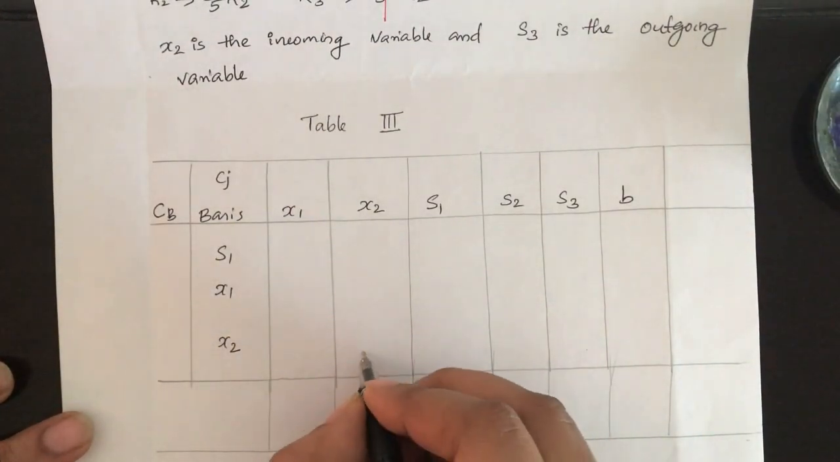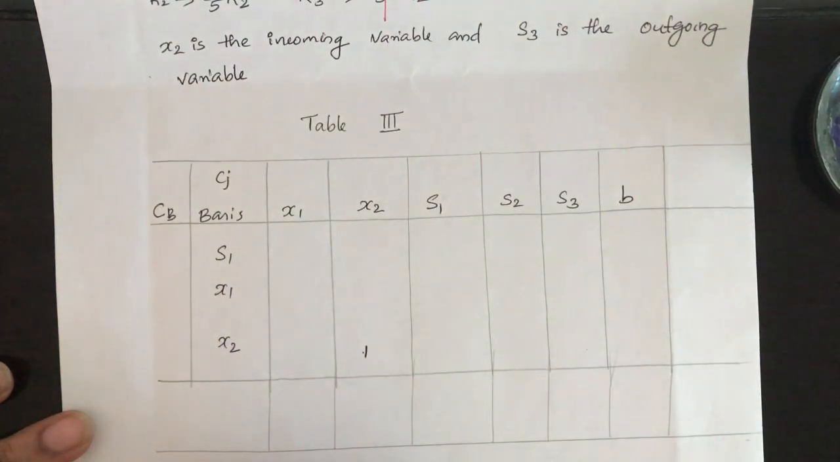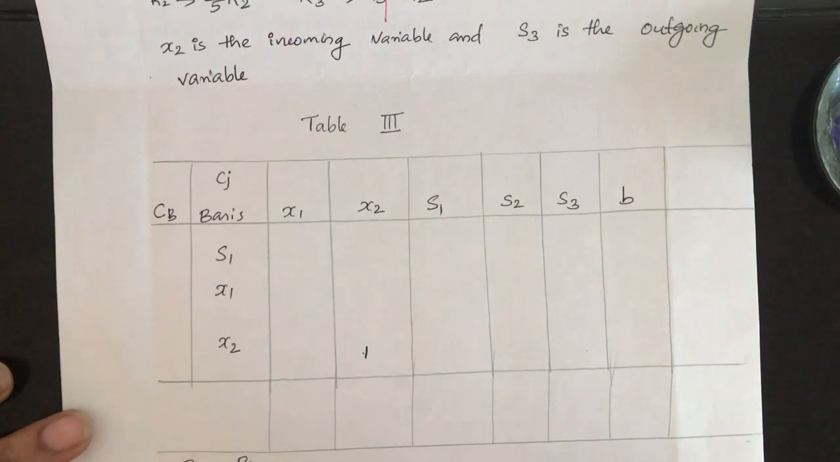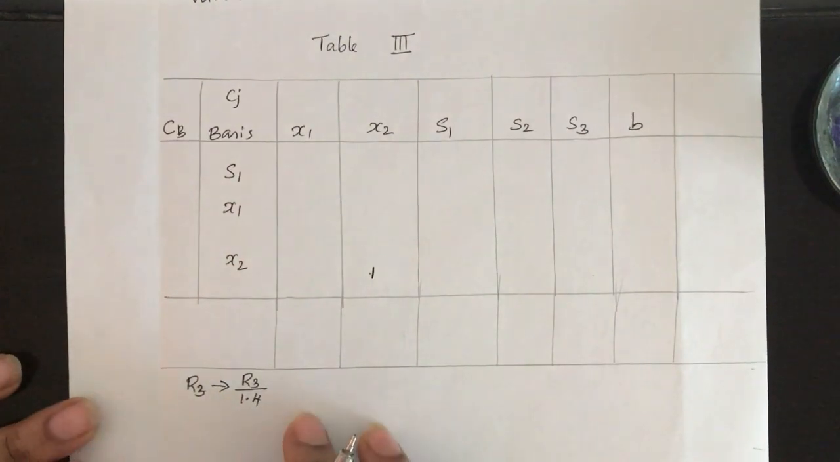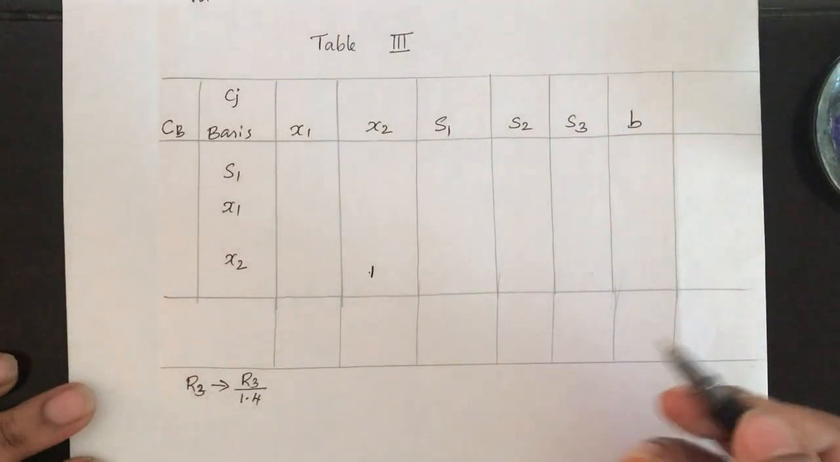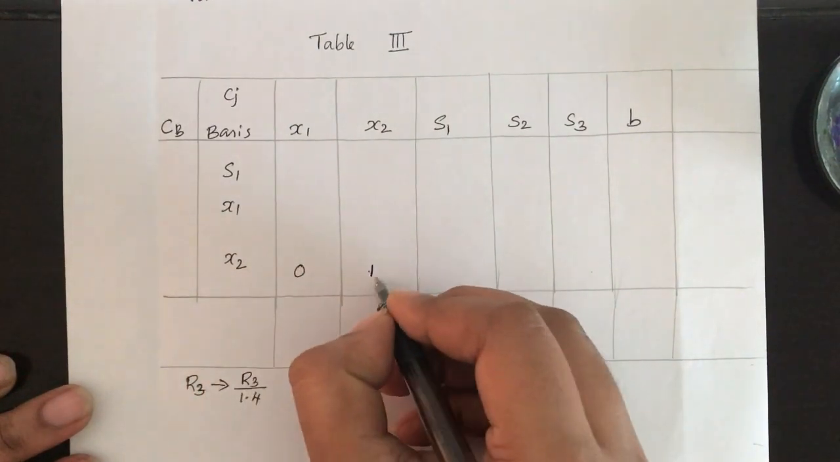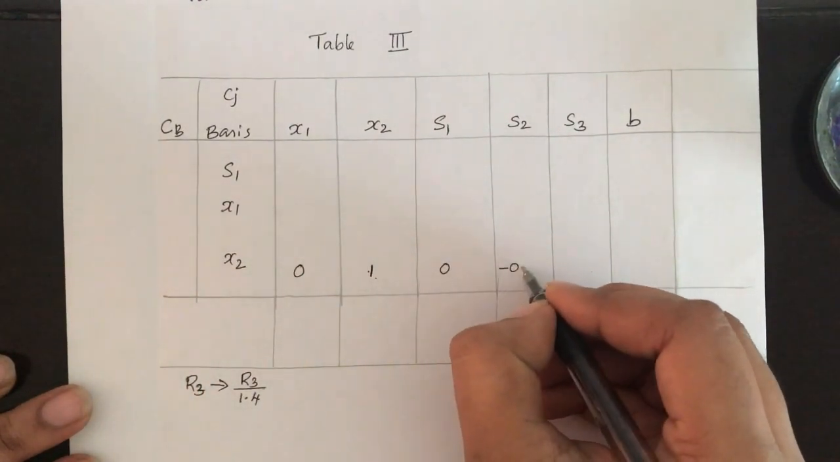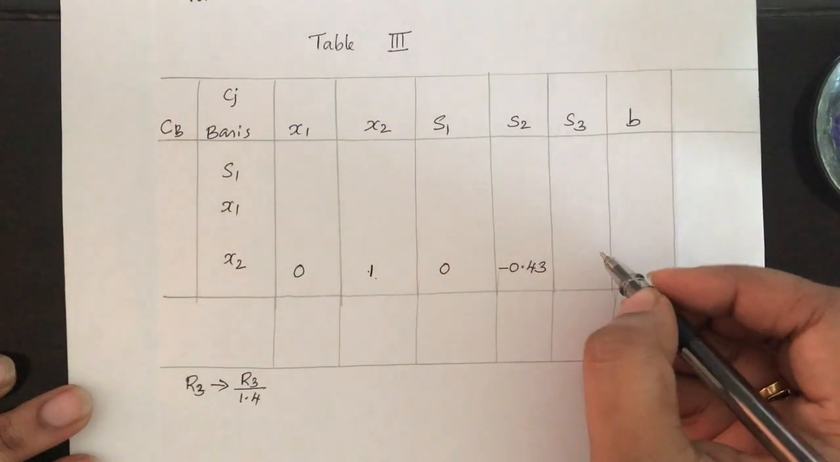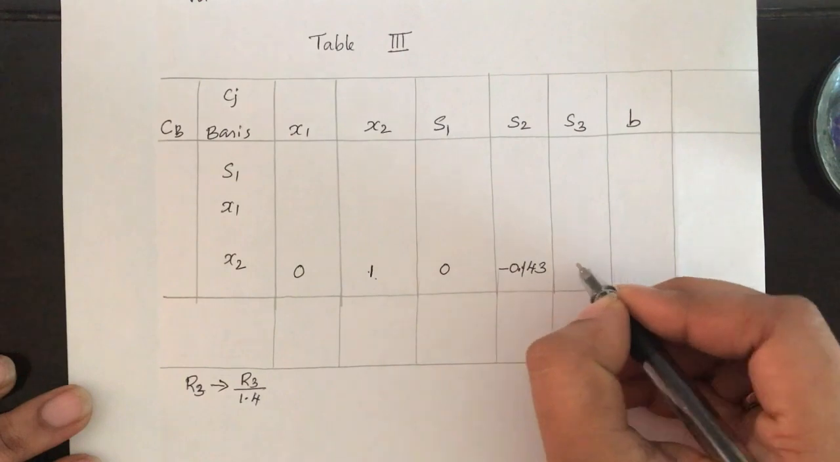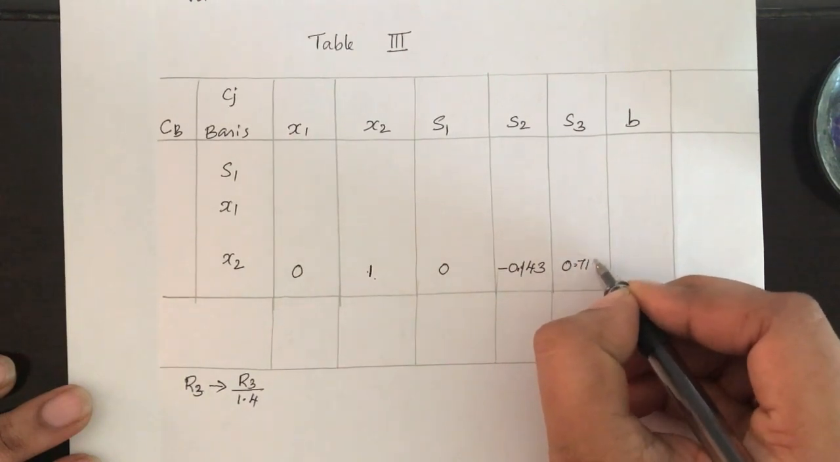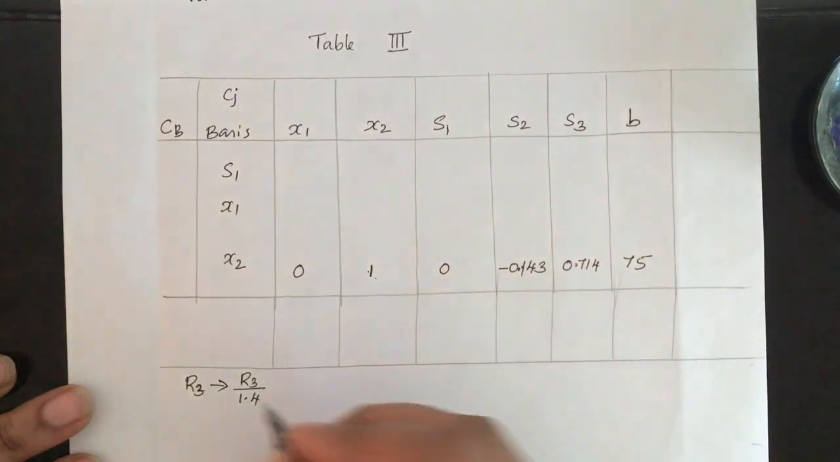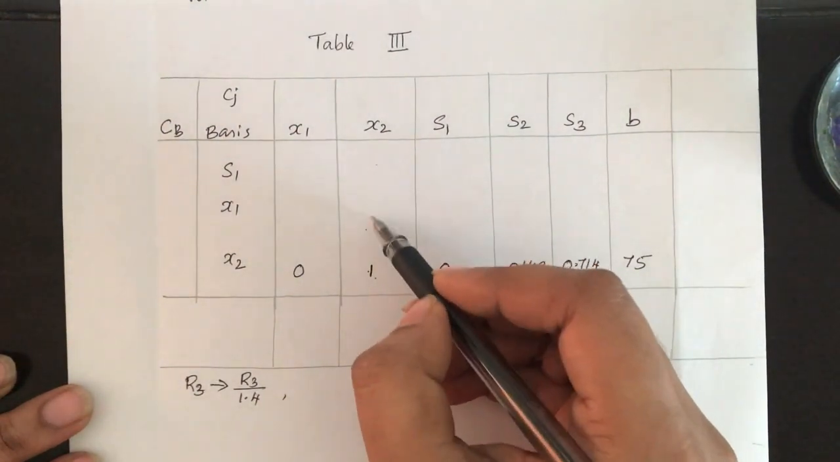Then we need to make this 1.4 into 1. For that what will we need to do? R3 changes to R3 divided by 1.4. So our third row becomes 0, 1, 0, minus 0.43, minus 0.143, 0.714 and 75.